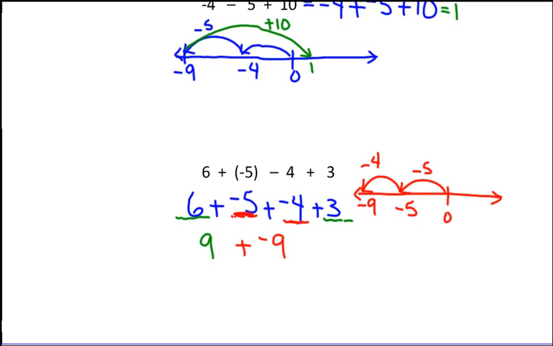And now I have to add 9 and -9. Once more, let's rely on the number line. Starting at 0, I will go up to 9 because it's a +9, and then I want to add a -9, which means that I go to the left 9. That puts me back at a value of 0.